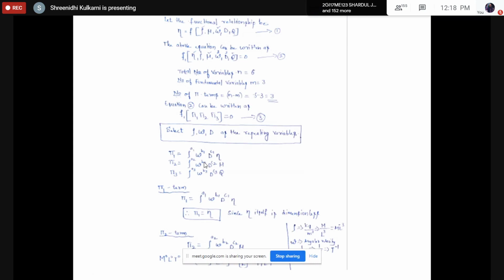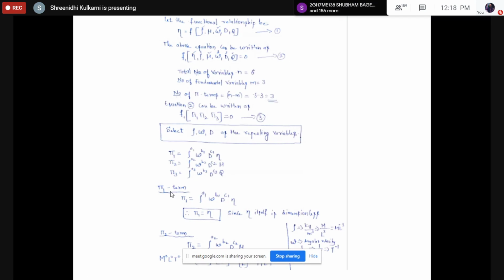Next, before proceeding to the pi terms, please you should know the unit for rho. Always you have to write in MLT. And omega, even it is also in MLT. Diameter, again it is in the form of MLT, and efficiency. All these terms should be in MLT. So I hope you understood pi 1, pi 2, pi 3. Next I will select the first term, pi 1.